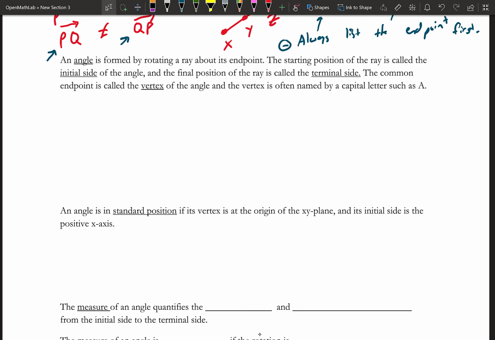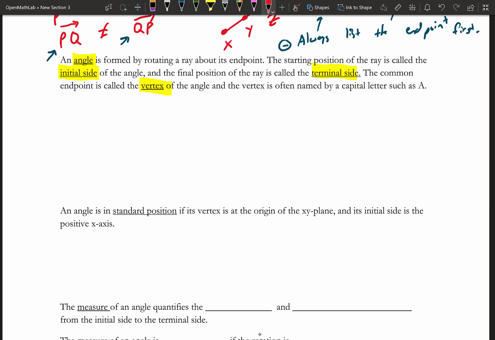So then we need to define a ray, so that way we can talk about an angle. You can see here I have typed up, an angle is formed by rotating a ray about its endpoint. The starting position of the ray is called the initial side of the angle, and the final position of the ray is called the terminal side. The common endpoint is called the vertex of the angle, and the vertex is often named by a capital letter such as capital A.